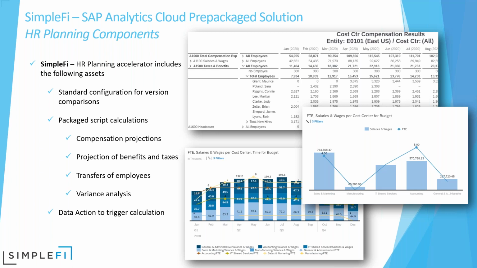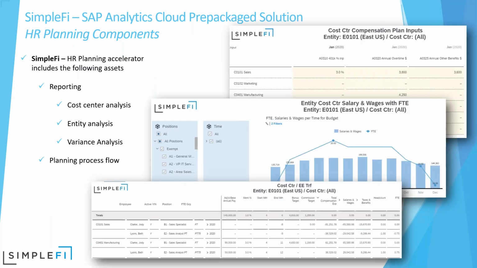So we have the data action triggers that are identified in the stories that you'll see coming up that will trigger each one of these calculations. Also included in here is some of the reporting. So we look at reporting and analysis around cost centers, entities, variances, and as I mentioned before, all wrapped up in a process flow that is helpful to guide you in the overall process.